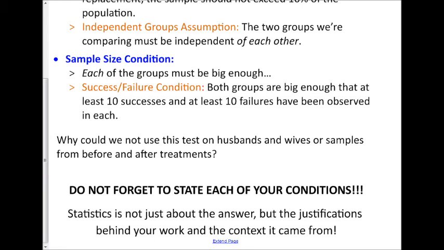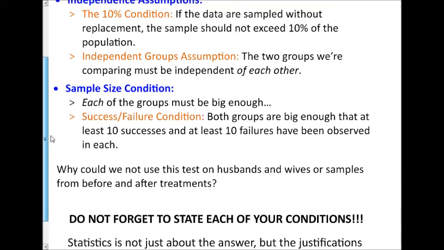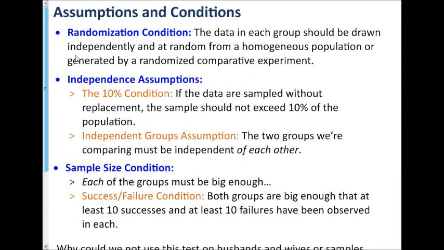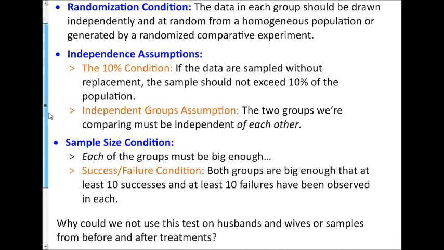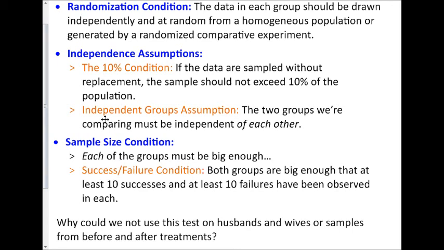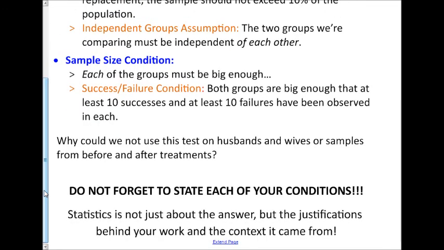So in summary, from everything that we've talked about here, you need to understand that our assumptions and conditions are primarily the same: randomization, independence, and sample size. But some of the things that are different is now the groups have to be independent of each other. There must be no linkage between each of the two groups that we're dealing with, and each of the groups must meet the success-failure condition.